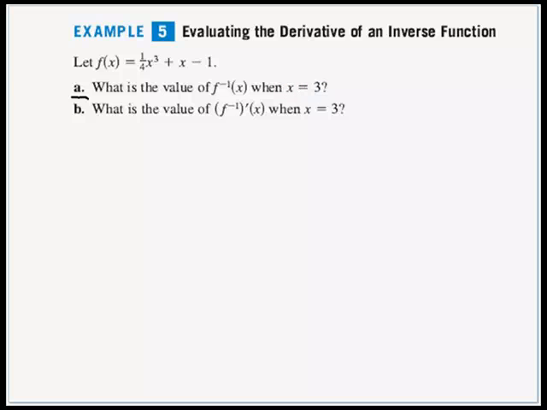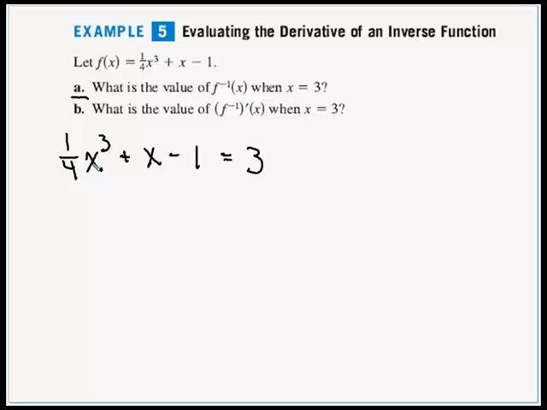So what we want to do is take our original function, 1/4 x to the third plus x minus 1, and we want to figure out what number we put in for x that will give us an output of 3. Because here we're talking about the inverse, and we want to put a 3 in there as its input, so we want to figure out, in this original function, what value of x gives us this output of 3. And this is an easy one.